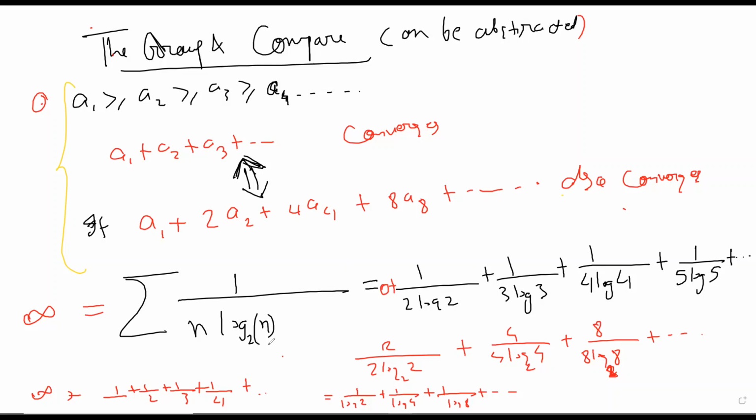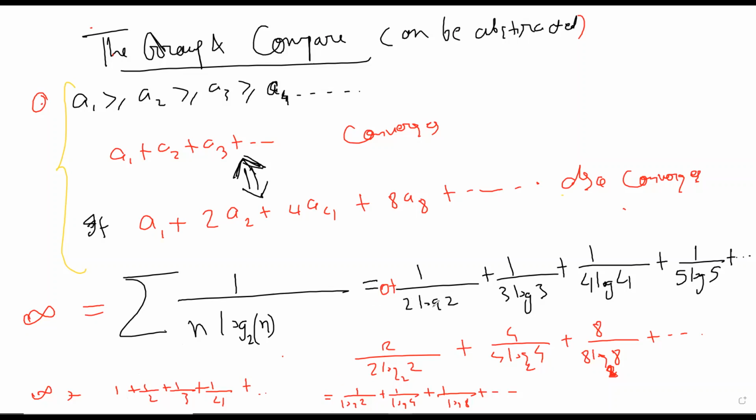This we know, right? 1 by 2, 1 by 3, 1 by 4 diverges. This we just proved diverges. But this is 1 by 2 log. So you can take 1 by log 2 common. Log 2 is just 1, right? Because log 2 base 2 is 1.